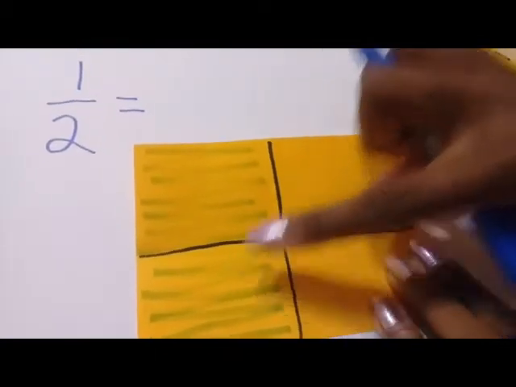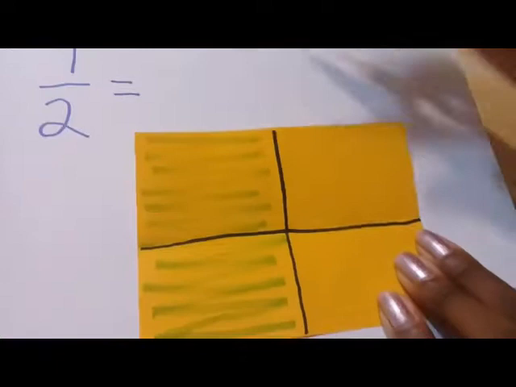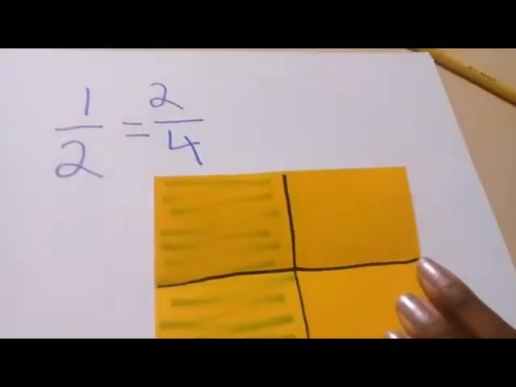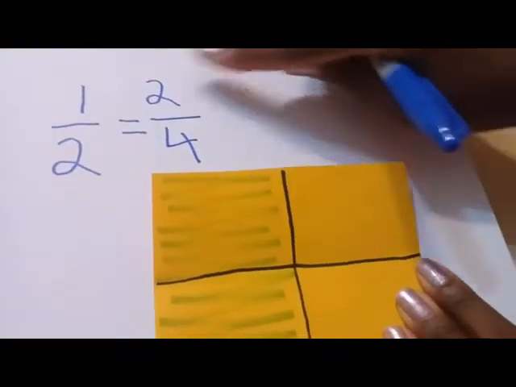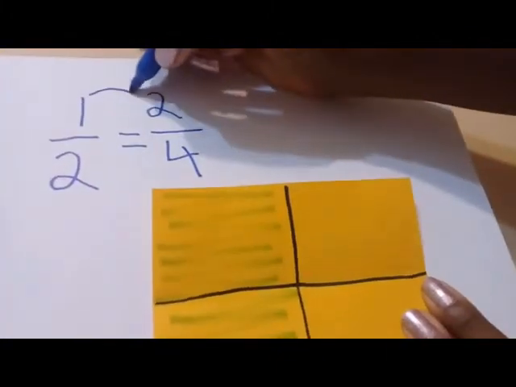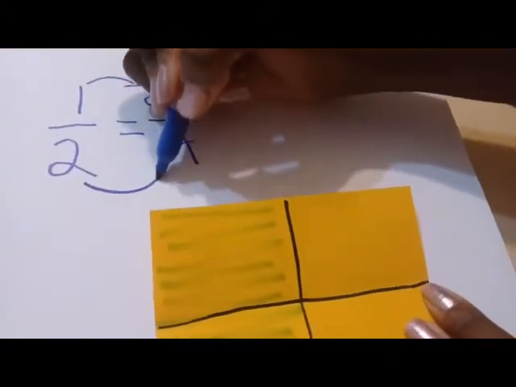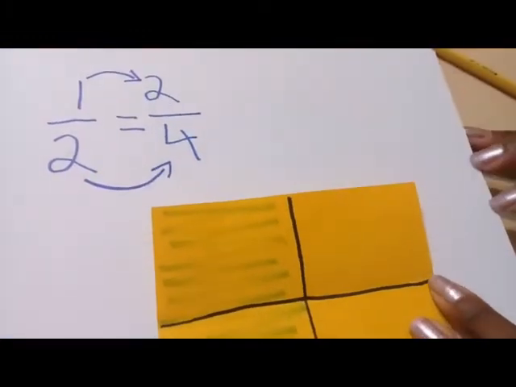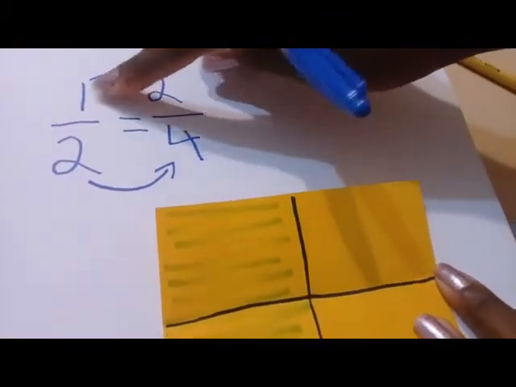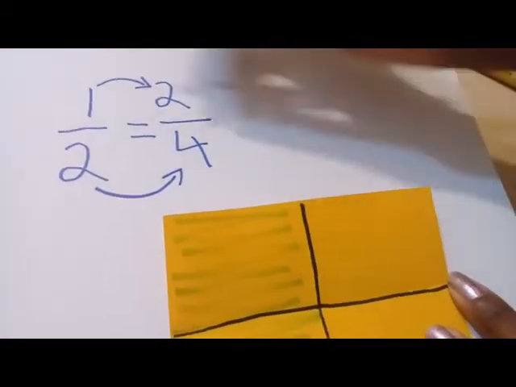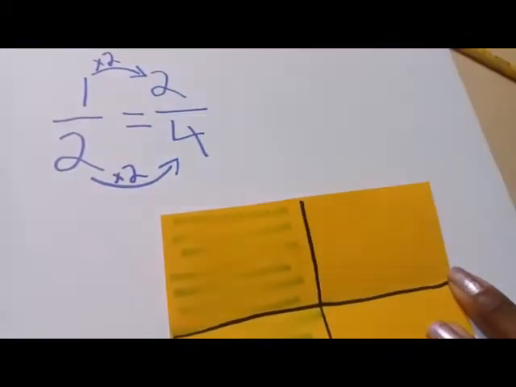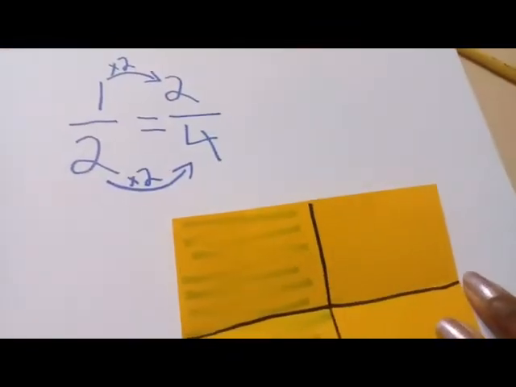2 pieces out of 4 are green. 2 over 4. Now I know that this is equivalent to a half because 2 is half of 4. Something we've been doing in class is multiplying the numerator and the denominator by the same number to find equivalent fractions. What did I have to multiply these two by to get to 2 over 4? Well, 2. 1 times 2 is 2. 2 times 2 is 4. That's a nice, easy example of an equivalent fraction.